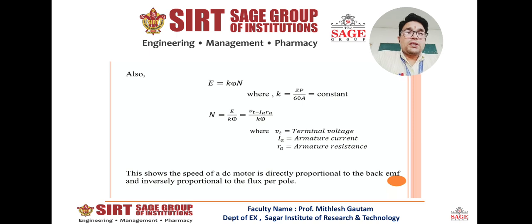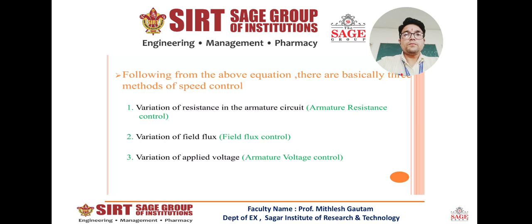From this equation we can say that E is directly proportional to Kφn because the remaining things are constant, and N = E/Kφ, where E = Vt - IaRa. Here Vt is the terminal voltage, Ia is the armature current, and Ra is the armature resistance. This shows the speed of a DC motor is directly proportional to the back EMF and inversely proportional to the flux per pole.